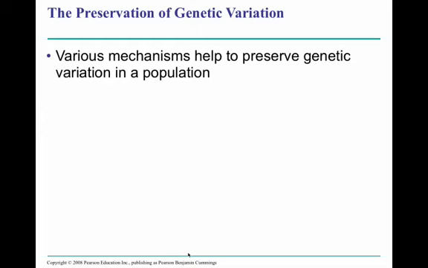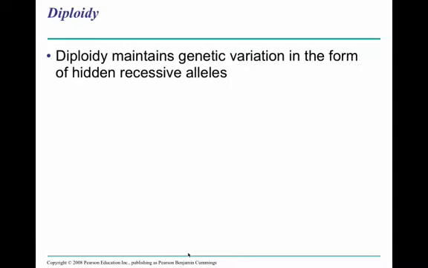Okay, so then you'd think, all right, so why don't all the quote-unquote bad alleles or less effective alleles just get removed? What keeps genetic variation in a population? And here the last part of the chapter gets into some of the mechanisms that maintain genetic variety within a population.